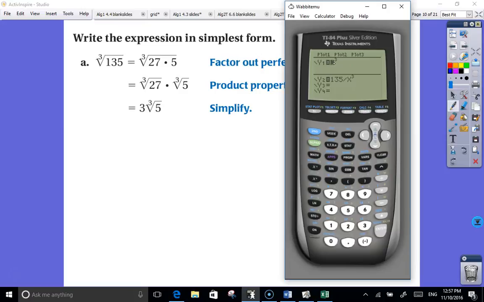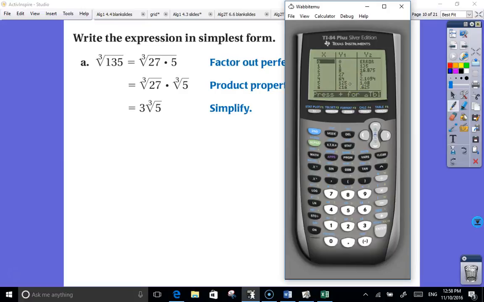So again, on y1, put x to the third. On y2, 135 divided by x to the third. And then go to the table of values, which is the second graph. You go down the y1 column and look for 135, and you don't see it. You go from 125 to 216, so it's not in the perfect cube column.